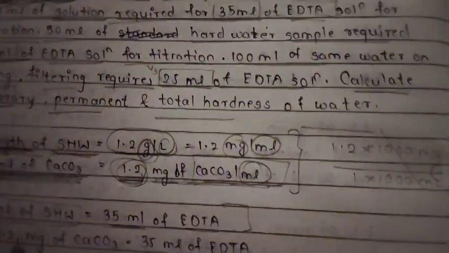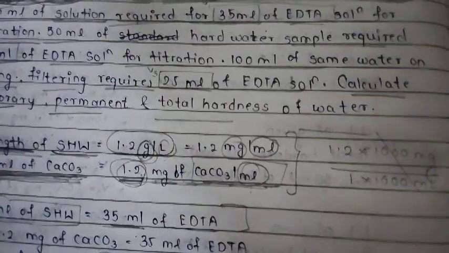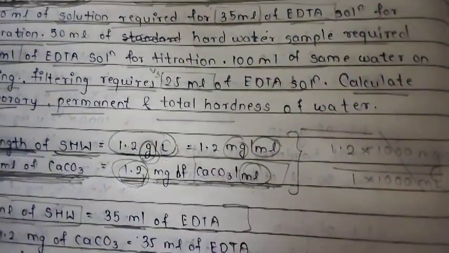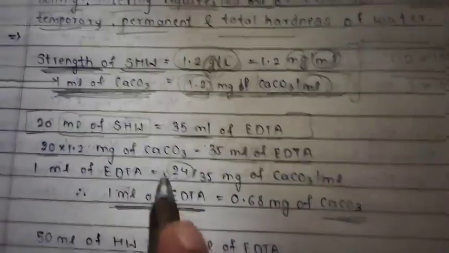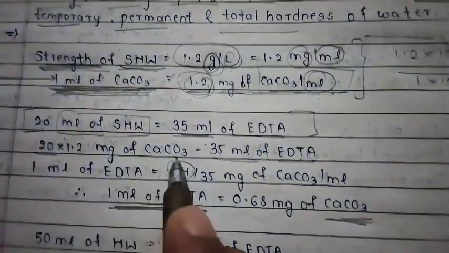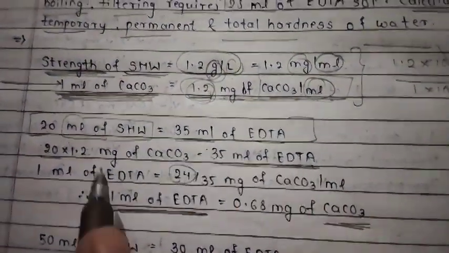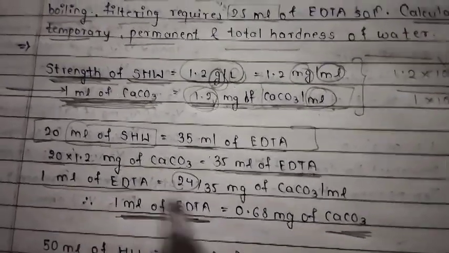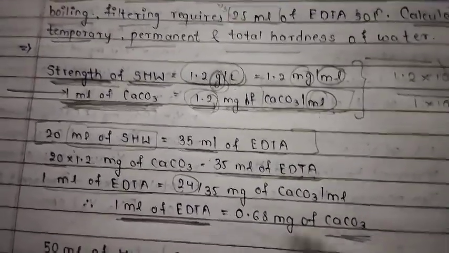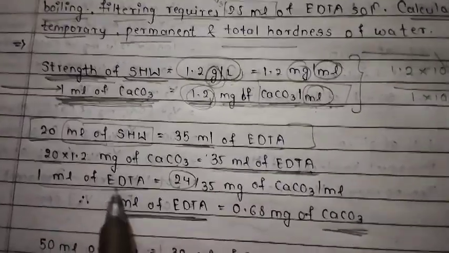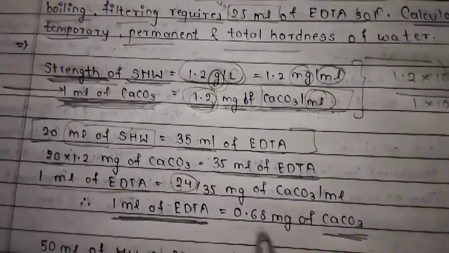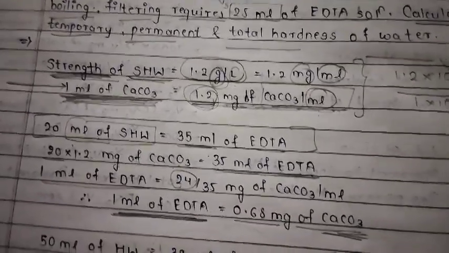We get 24 milligram of CaCO3 is required for 35 ml of EDTA. So for 1 ml of EDTA, what will you perform? You will just simply cross multiply the terms. So you will get 1 ml of EDTA requires 0.68 milligram of CaCO3.